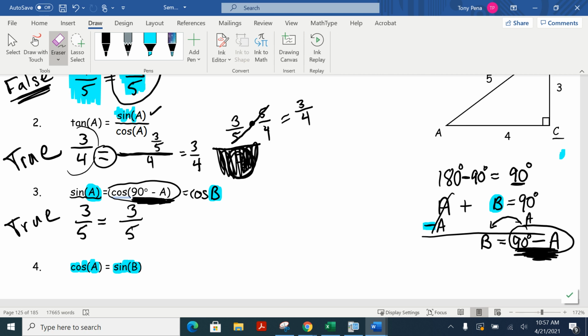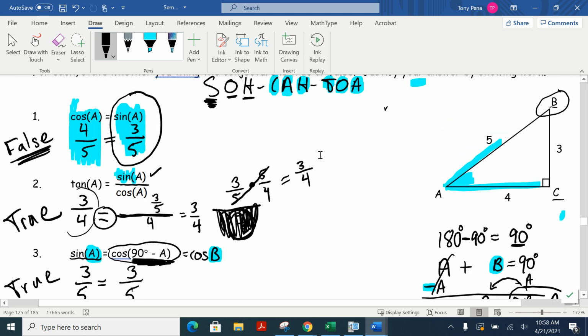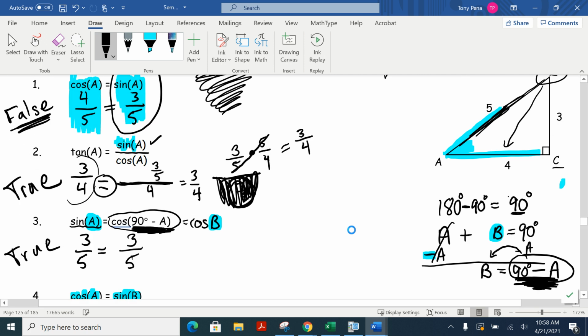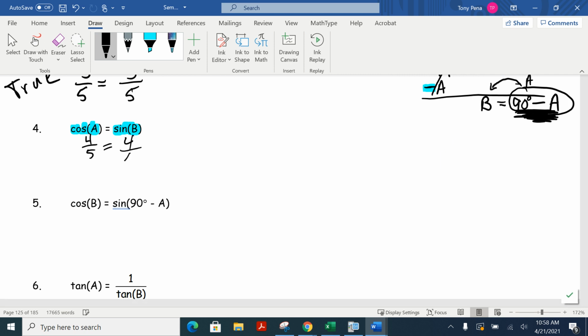Let me come back up here. So I want the cosine of angle A. So that's this angle. Cosine is the adjacent side over your hypotenuse. So that's 4/5. And then I want the sine of angle B. All right, this one we have not done yet. So if we go up here to angle B, the sine of angle B is the opposite side over the hypotenuse. So I should have 4/5 for the sine of angle B. We see that those are in fact equal. So this one is true.